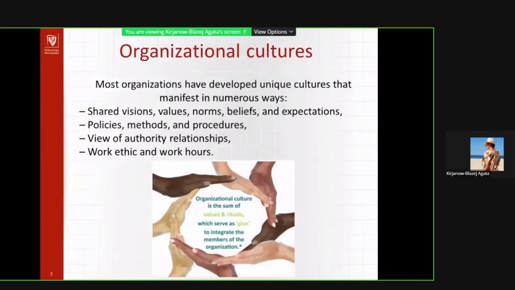Few words about organizational cultures. Most organizations have developed unique cultures that manifest in numerous ways: shared visions, values, norms, beliefs, and expectations, precise methods and procedures, view of authority relationship, work ethic, and work hours. A project manager should understand the different organization styles and cultures that may affect a project. For example, who is really the decision maker in a company.